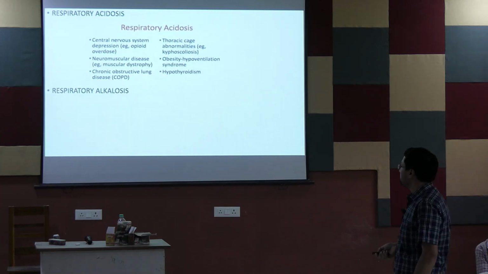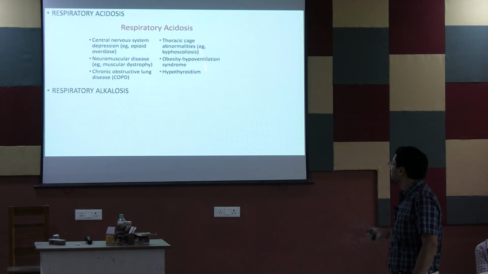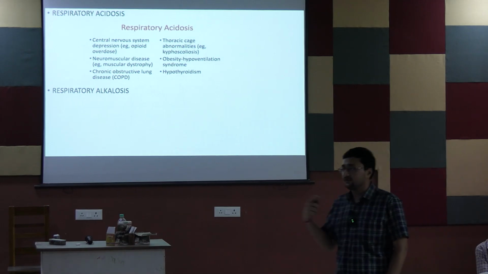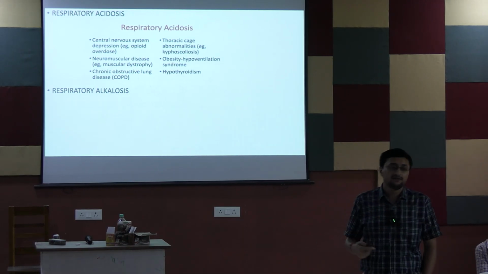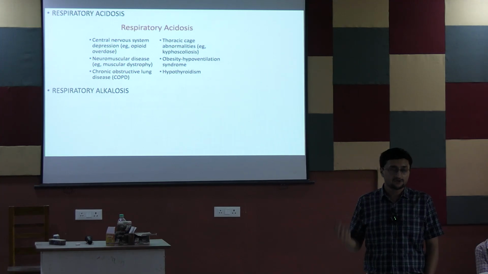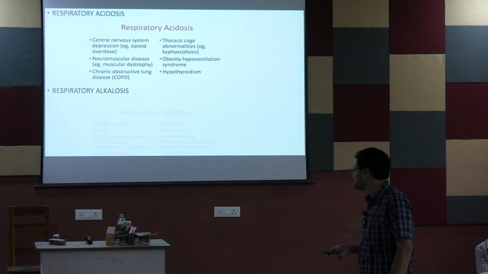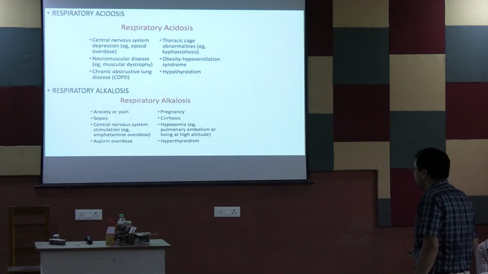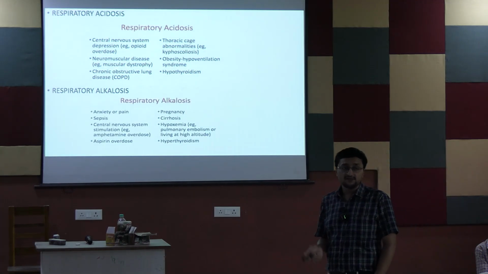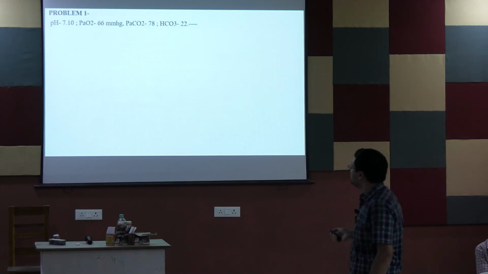This is the cause of respiratory acidosis, you all know. আমি তোকে বললাম respiratory acidosis এর কজ কি, most commonly the neuromuscular blockade and obstructive airway disease, and respiratory alkalosis এর কজ হচ্ছে most commonly hyperventilation, anxiety related issues, and sepsis, aspirin overdose, pregnancy, cirrhosis. So these are the cause of respiratory alkalosis. So this is the problem 1.